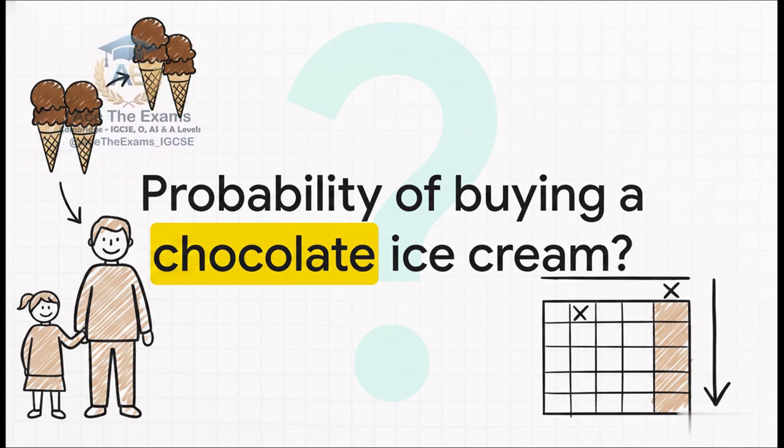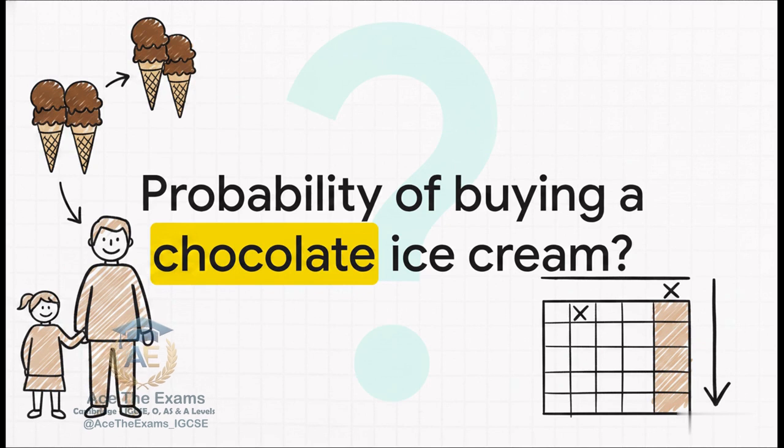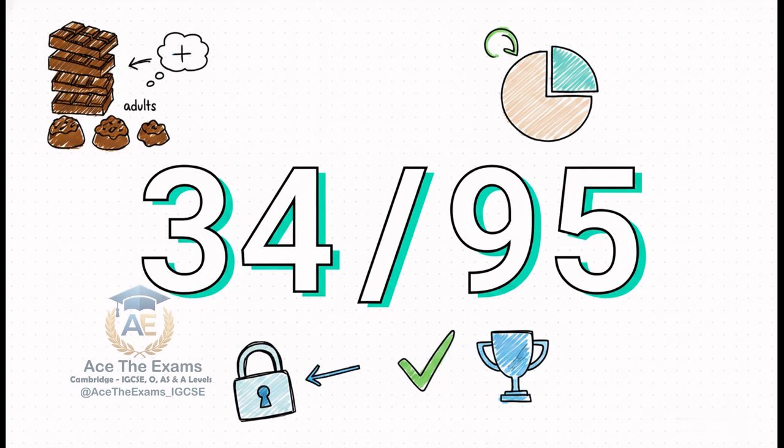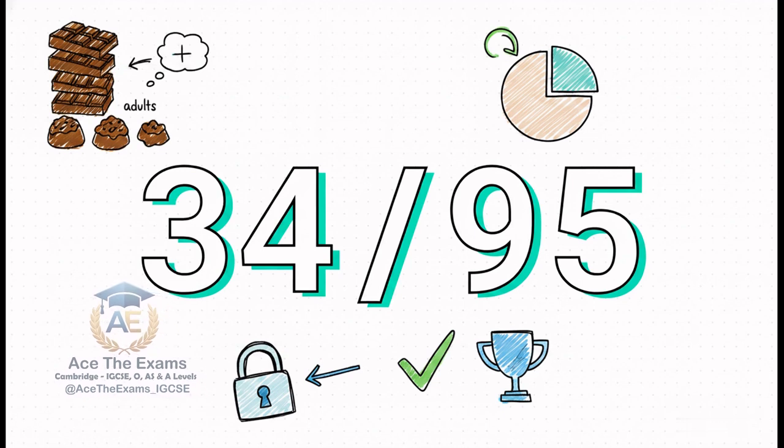When the question asks for chocolate without specifying the age of the buyer, we must run another extraction, this time scanning vertically down the entire column instead of horizontally across a row. To correct their mistakes, we simply sum the entire chocolate column. 6 adults plus 28 children gives us exactly 34.